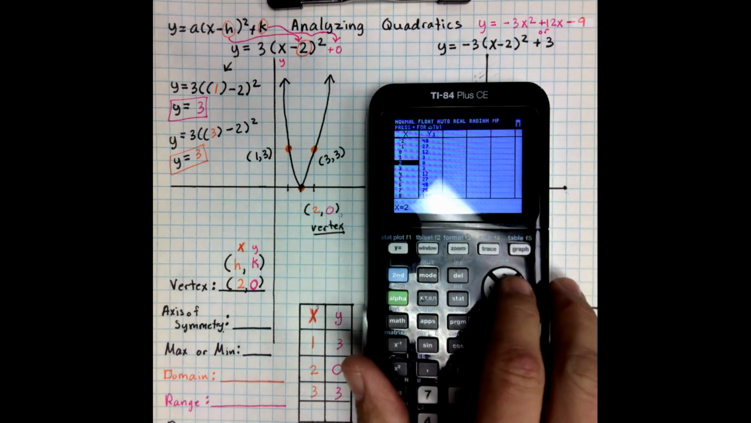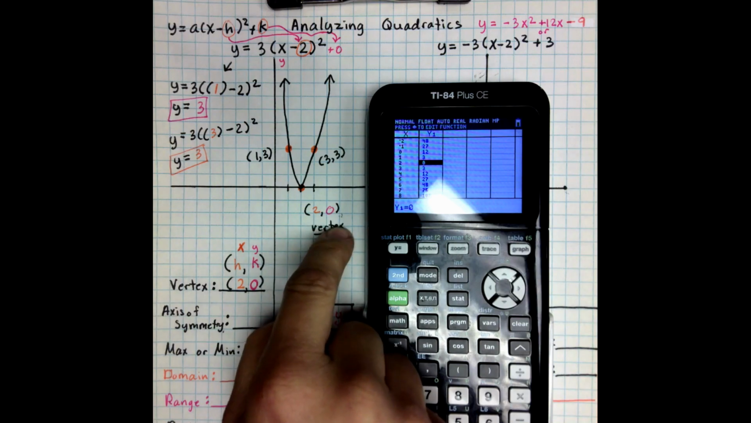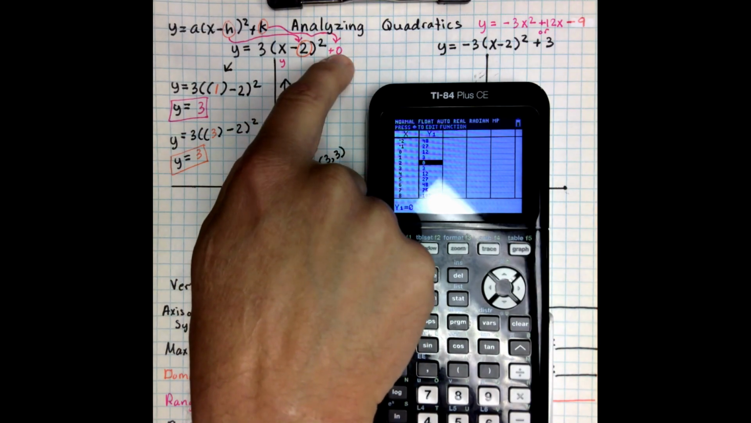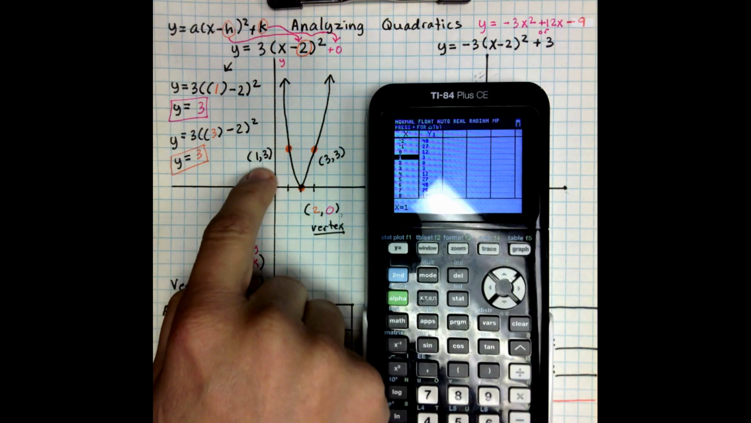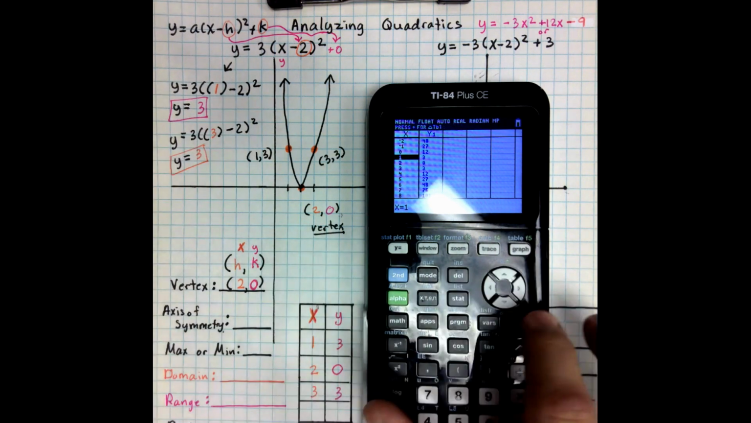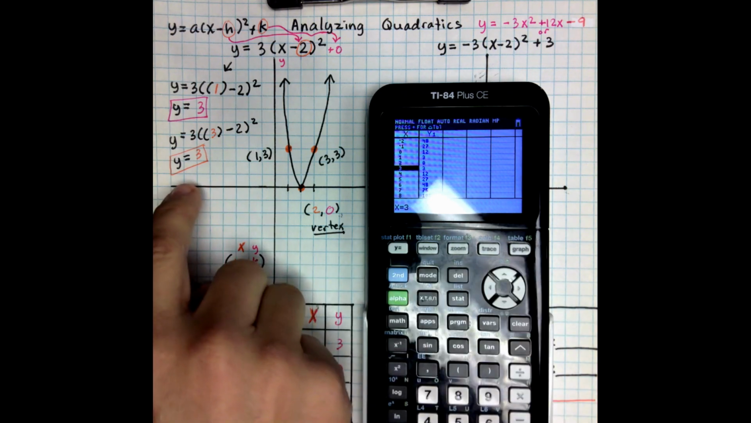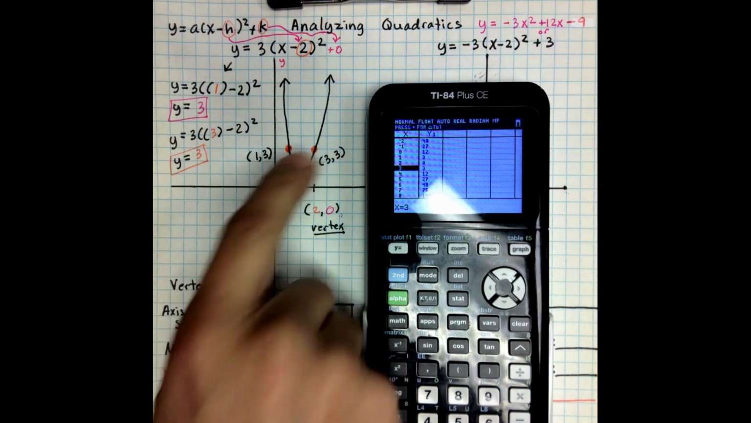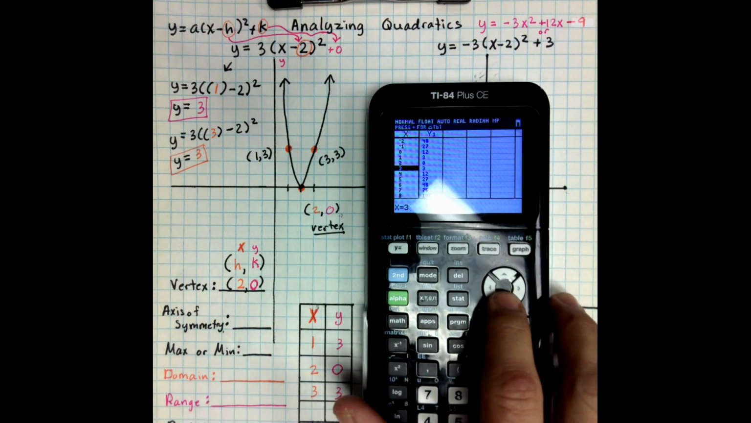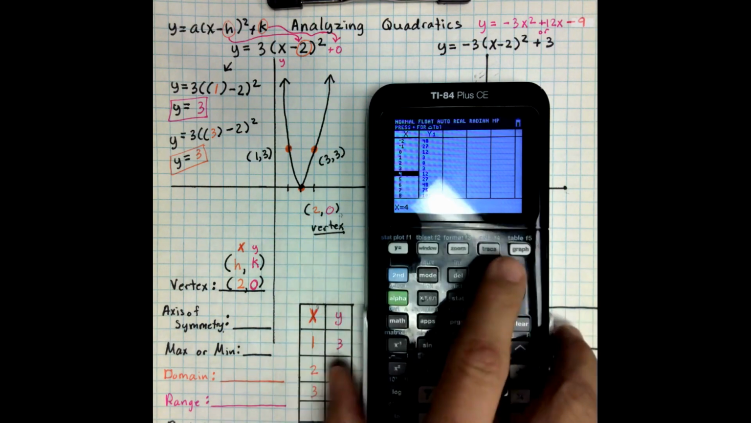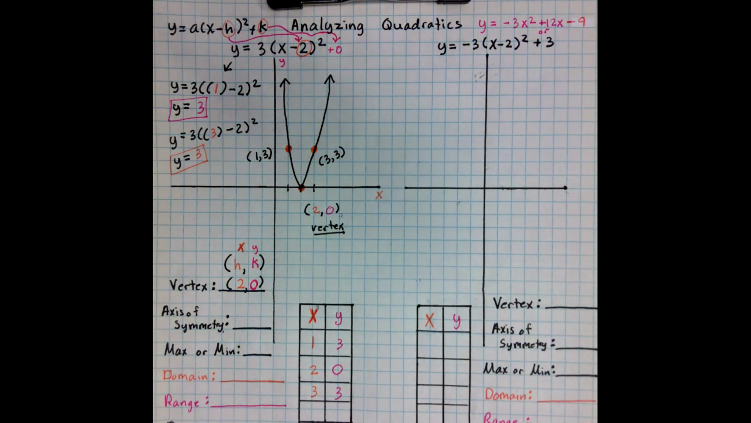So our vertex is 2 and 0, and we had already determined that by just looking at the 2 and the 0 in the equation. And then one of our points is 1, 3. We had already graphed that, and we had calculated it by hand. And then we had 3, 3, which once again we had calculated by hand. Now I just need one more point, so I'm going to go to this next one, which is 4, 12. So I'm going to simply add that in there. Let's say this is 4 and 12. So now my table is complete.